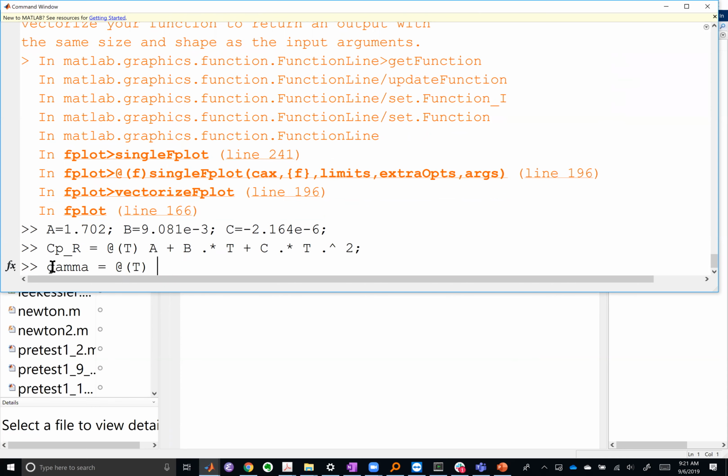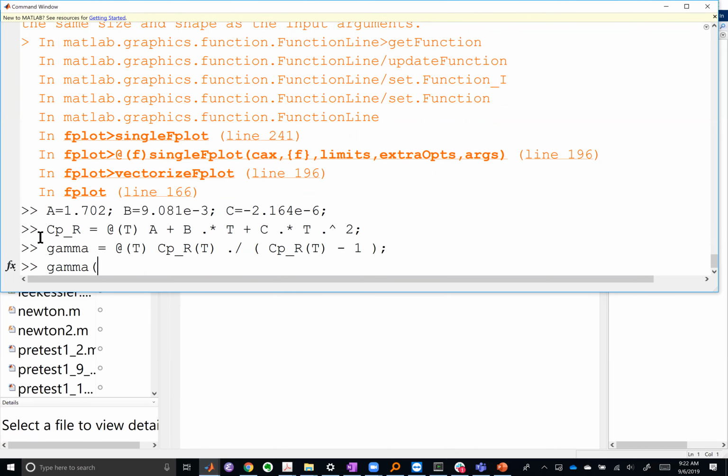And so gamma, that's Cp over R divided by Cv over R. For an ideal gas, Cv over R is just Cp over R minus 1. So gamma is going to be another function handle. So I'm going to give gamma a temperature, and it's going to spit out a gamma. So that's going to be Cp over R evaluated at temperature T, divided by Cp over R evaluated at temperature T minus 1.